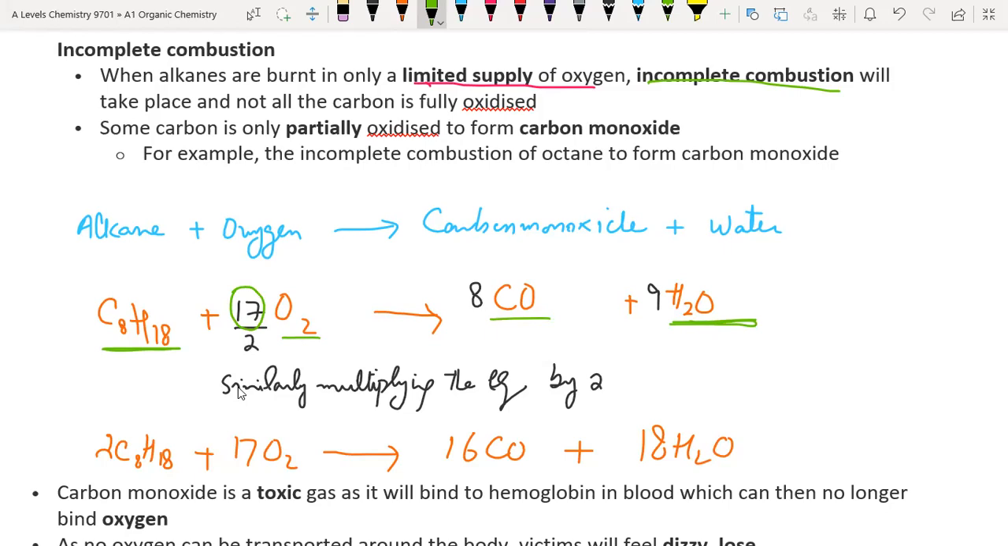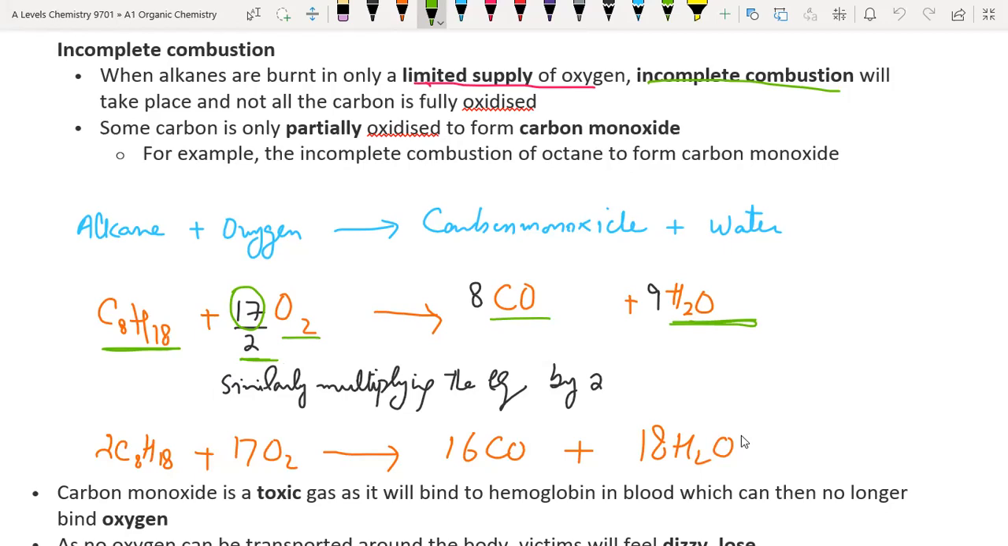That's why we can write this equation in a similar way by multiplying the denominator as an LCM to the whole equation. 2C8H18 plus 17O2 will give 16 carbon monoxide molecules and 18 water molecules.